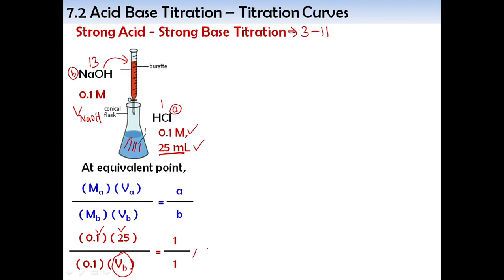So, semua orang tolong tekan calculator. Berapa awak dapat for volume of NaOH? Supposedly you dapat 25 ml. Okay, so kita dah ada ketiga-tiga value, baru kita boleh sketch.